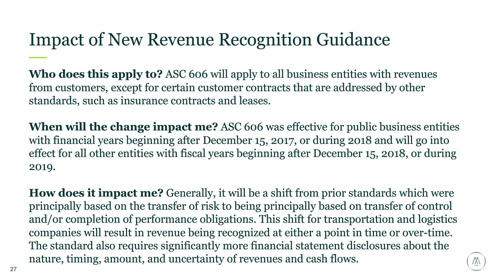And the guidance is generally a shift from a risk-based model to a control-based model based upon the completion of distinct performance obligations. And this essentially just results in revenue either being recognized at a point in time or over time, depending on the completion of the performance obligations or the transfer of that control. In addition to the shift in the way to recognize and to process revenue, that also requires a much more robust and comprehensive disclosure in the notes to the financial statements to provide more transparency about the nature, the timing, and amount, and the uncertainty of revenues and cash flows from your customers.